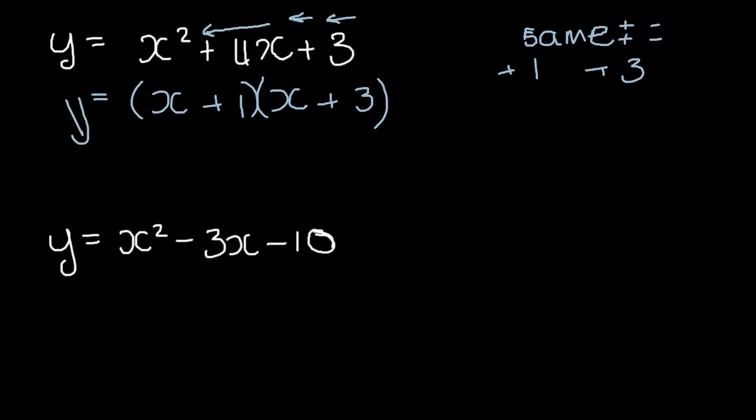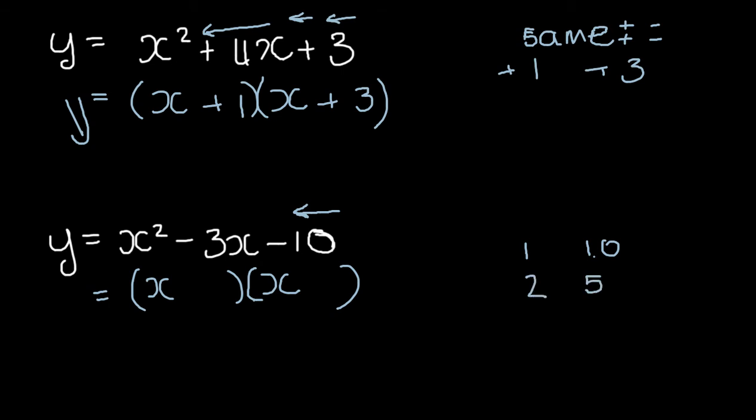Let's do the same thing with this second one. So here we go. I'm going to include my bracket pairs. There we go. And my x is at the front. There's only one x squared here, so I don't have to worry about any coefficients or numbers in front of those x's. But I'm going to start from my right hand side and look at this. This is a 10, so I could have 1 and 10, or I could have 2 and 5. Those are the factor pairs of 10.